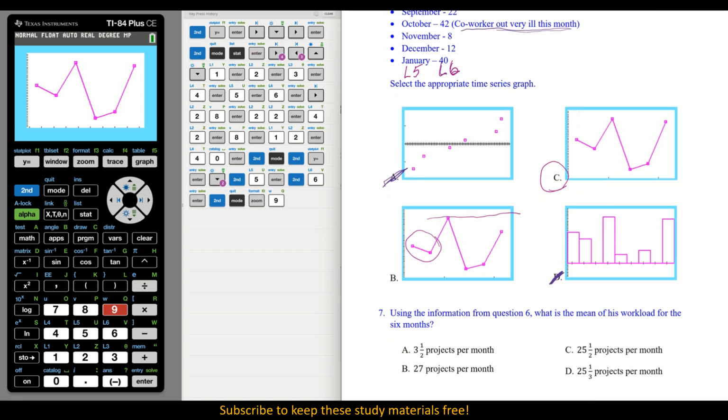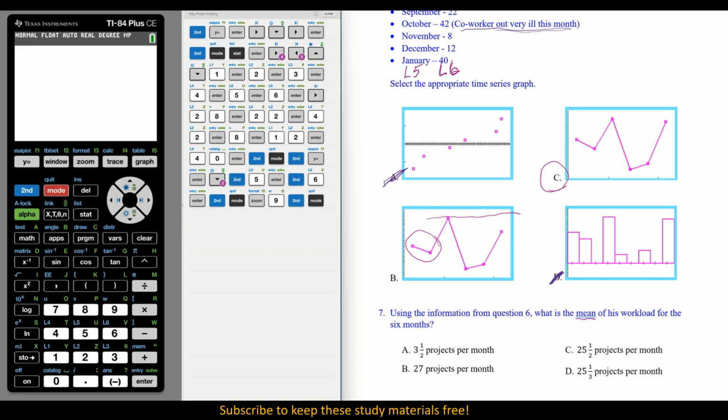It says, use the information from question 6. What is the mean of his workload for the 6 months? Mean is average. So what's his average monthly workload? That's what they mean. So we need to go second mode to get us out. Now, what are we going to do? We need to go find that mean.